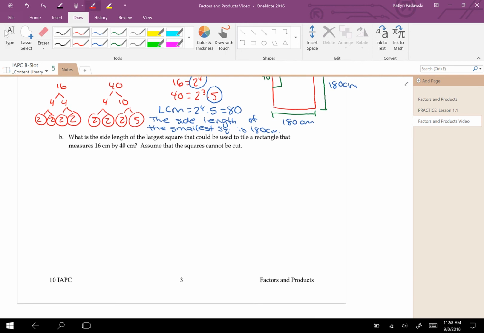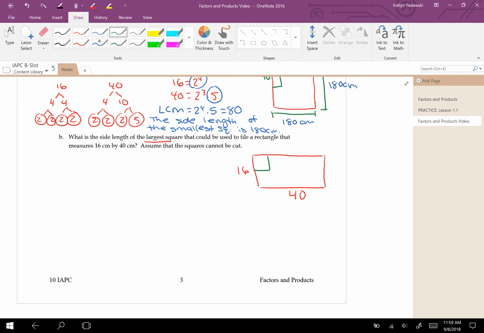When I'm reading this here, I see, what is the side length of the largest square that could be used to tile a rectangle that measures 16 by 40. Again, we're assuming that all squares cannot be cut. So I'm going to visualize this. I'm going to look and see that the rectangle itself is 16 centimeters by 40 centimeters, and it wants to determine what is the largest square. So a square has equal sides that could be used to tile the inside of it.